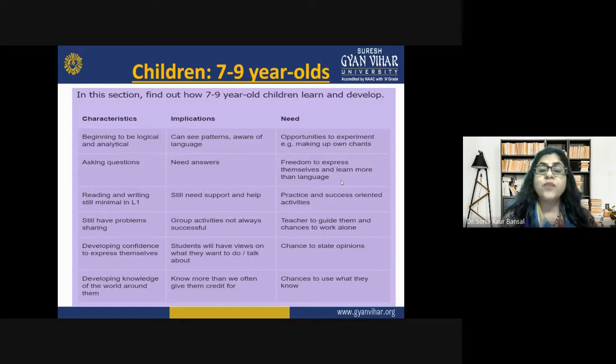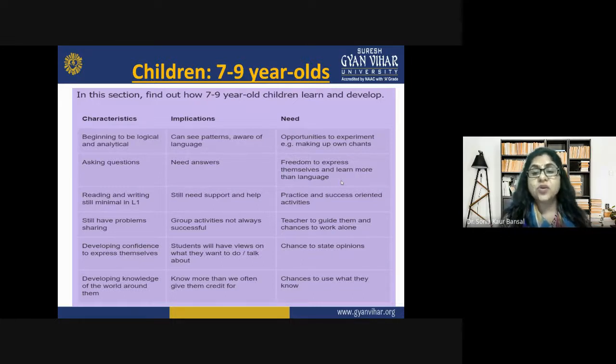Then, they still have problems in sharing, which is dealing with adjustment problems. The child is coming from home, and many factors are affecting his behavior. Group activity is not always successful in this stage. So the teacher should guide them properly to enhance their adjustment level, capacities, and skills in a proper way.